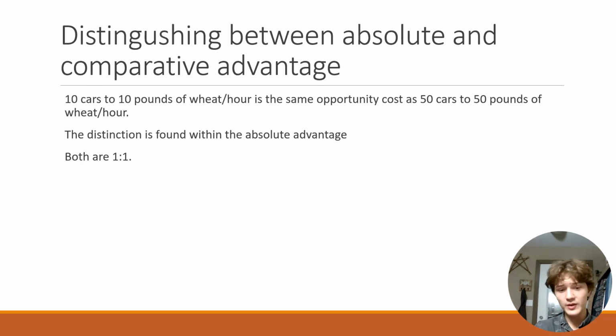So we're going to distinguish between absolute and comparative advantages. One guy can make 10 cars or 10 pounds of wheat per hour, and then another guy can make 50 cars or 50 pounds of wheat an hour. Although the 50-50 guy has the absolute advantage, ultimately their comparative advantage is the same because they have the same ratio of opportunity costs, 1 to 1.